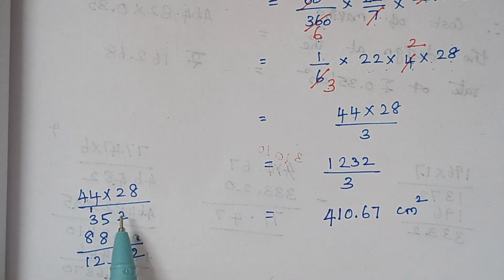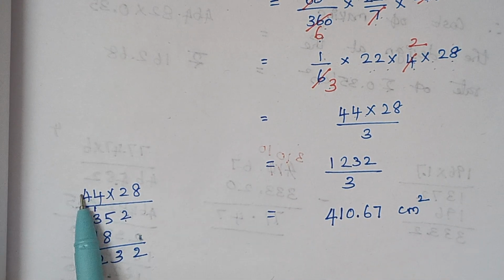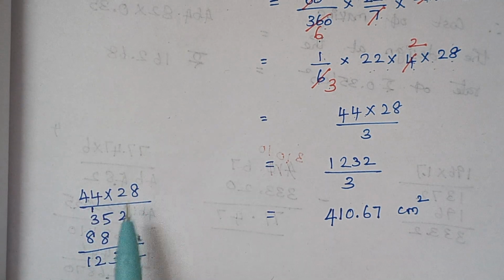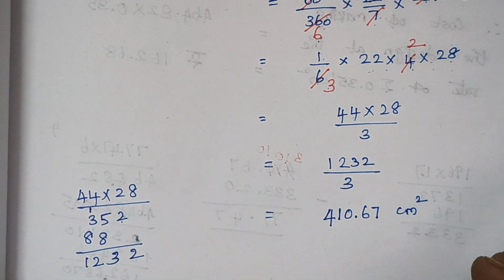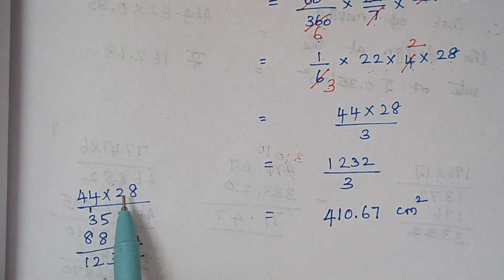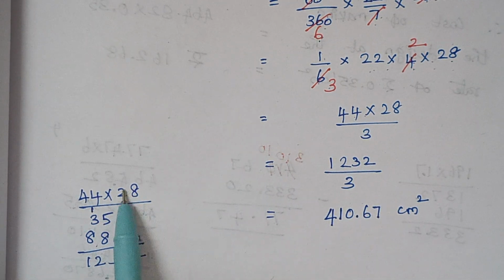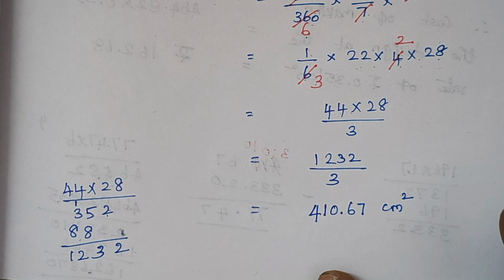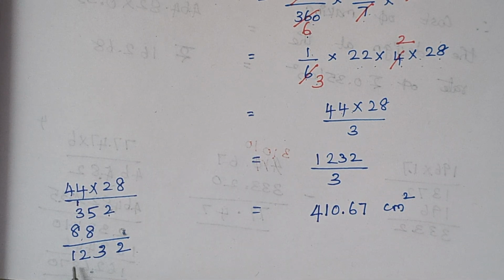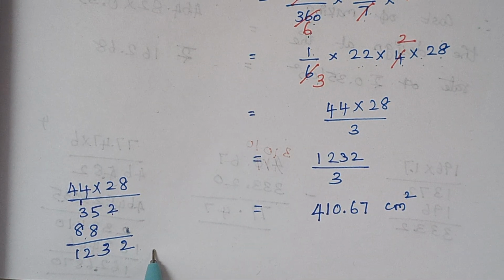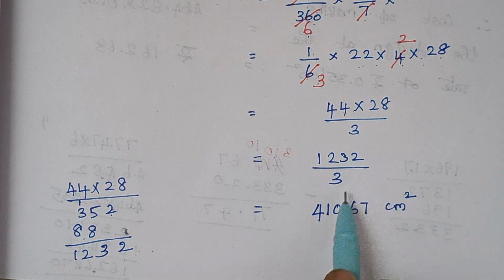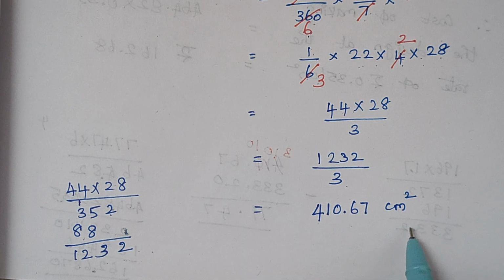And here I have done the calculation. 8 fours are 32, 2 balance is 3, and again 8 fours are 32. So 32 plus 3 becomes 35 here. Next, 2 multiplied by 4 is 8 and again 2 multiplied by 4 is 8, so here it is 88. When you add, you are getting 1232. So 1232 divided by 3 gives the answer as 410.67 centimeters square.